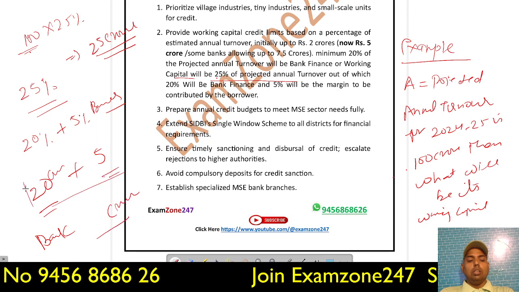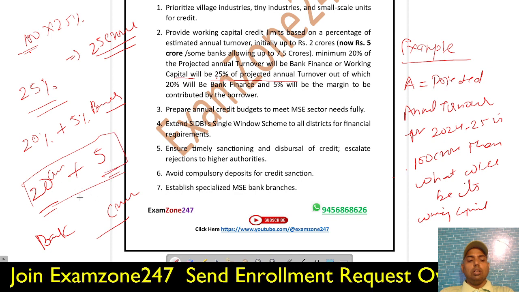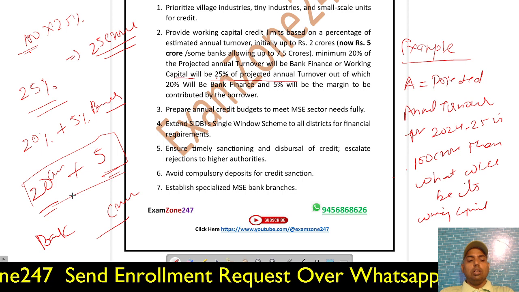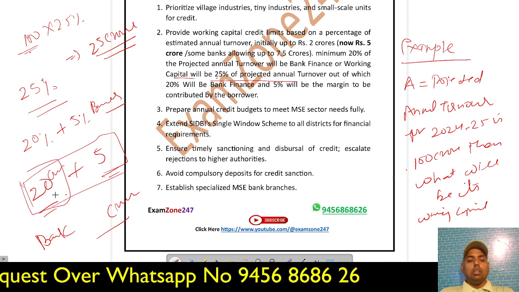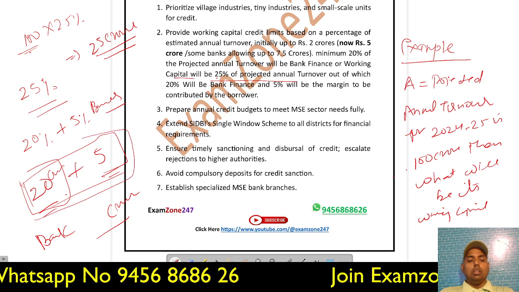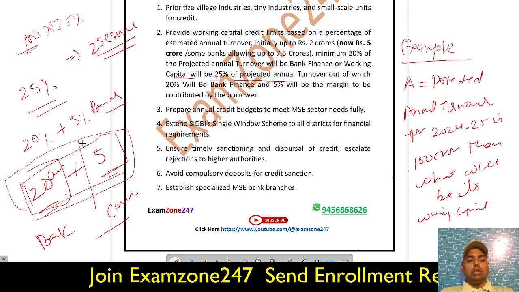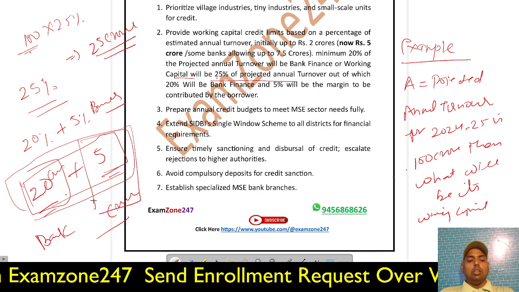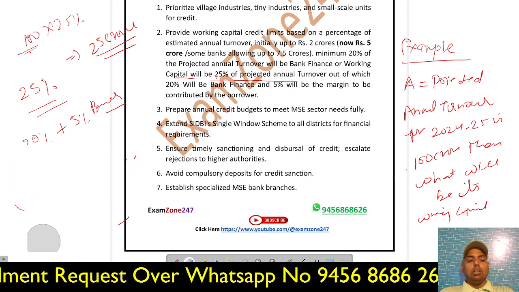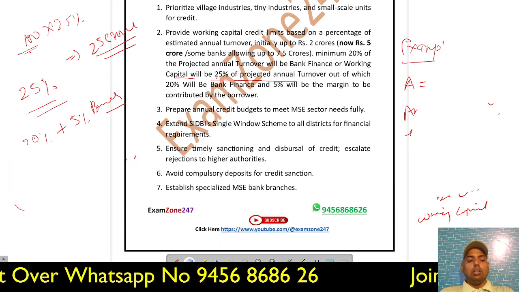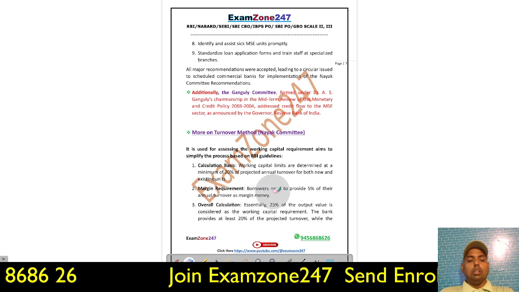In this way, what will be your total working capital? 25 crore. See, if during the exam it comes, what is the bank finance? Then it is 20 crore. What is the working capital limit? It is 25 crore. What is the borrower's contribution or margin? It is 5 crore. Okay, we will also do some questions based on this at the end of the session.